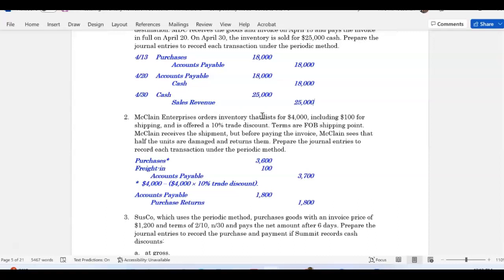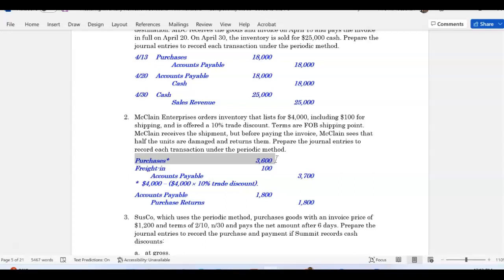So the list price is $4,000. Also $100 for shipping and a trade discount of 10%. Trade discount, that means immediate discount. So your list price is not the price you are paying technically. You are paying the list price less 10%. So the list price less 10%, that is where you know that your purchase is $3,600, which is $4,000 minus 10%.